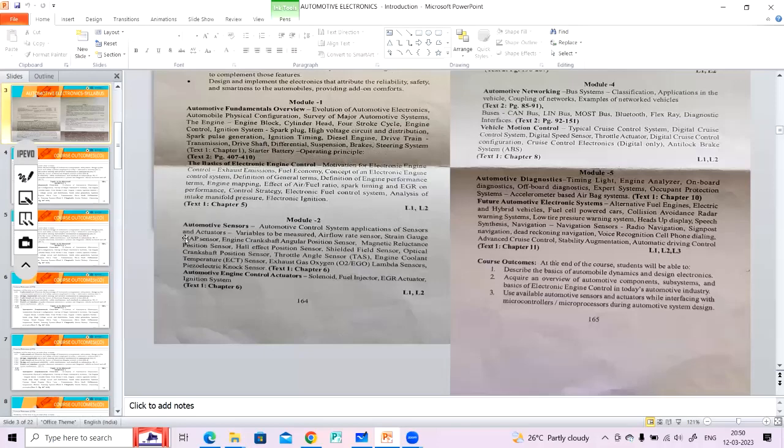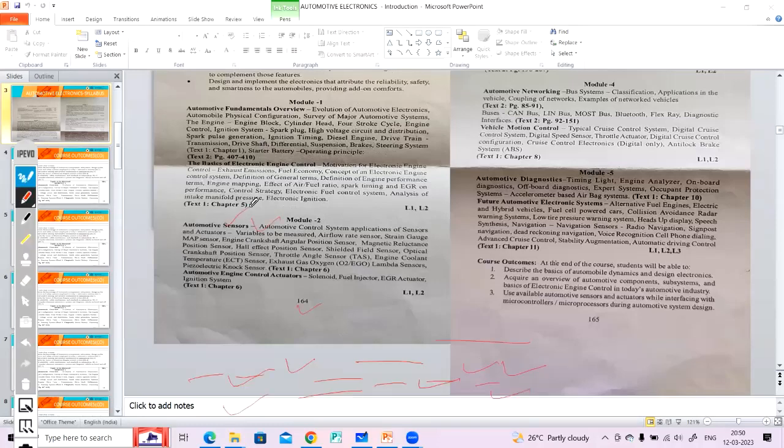And if you come to module two, we are going to mainly focus on automotive sensors and automotive engine control actuators. Here we'll discuss in depth the application of sensors, variables to be measured, airflow rate sensor, strain gauge MAP, then engine crank angular position sensors. So they're all related to sensors only. Okay, exhaust gas oxygen, O2 and EGO. After that we'll see the automotive engine control actuators, where we focus on the solenoid and fuel injection, EGR actuators and all.